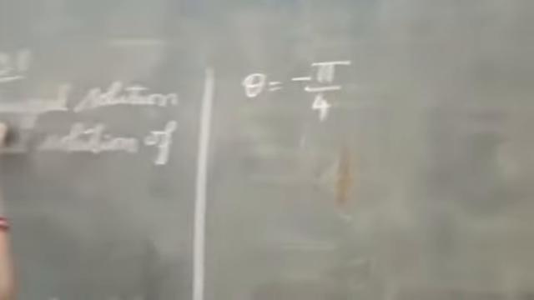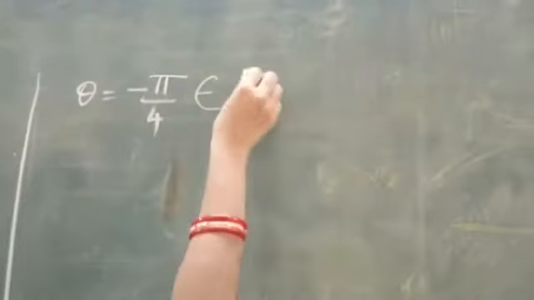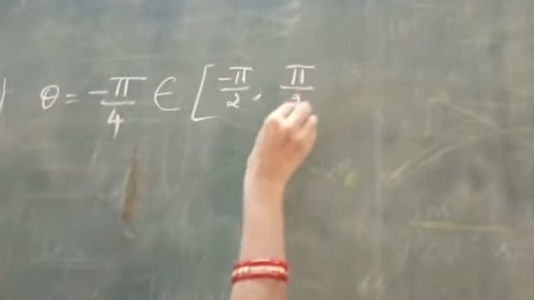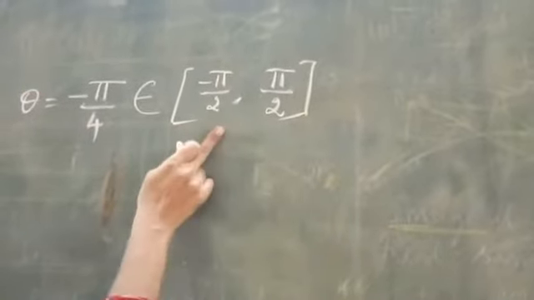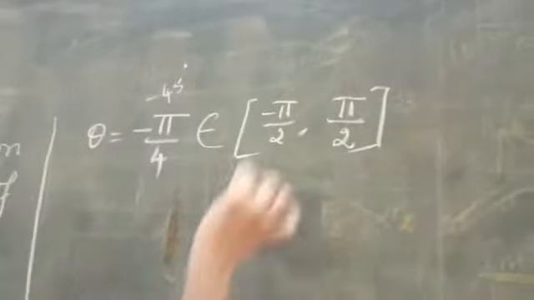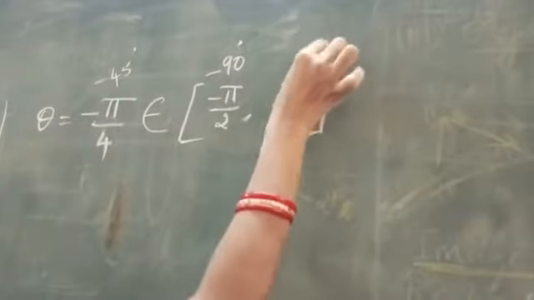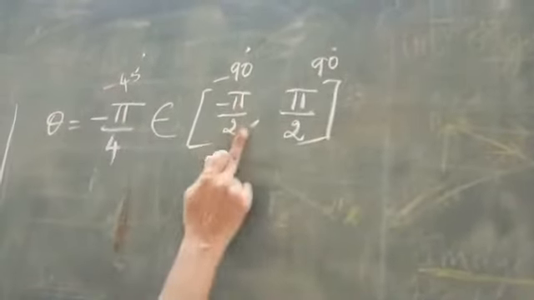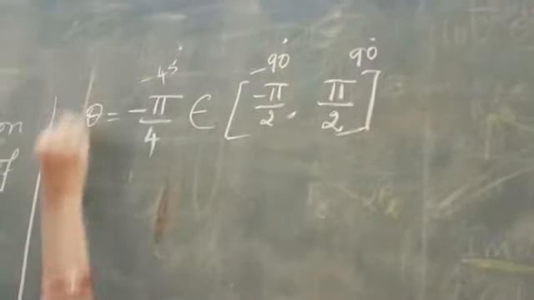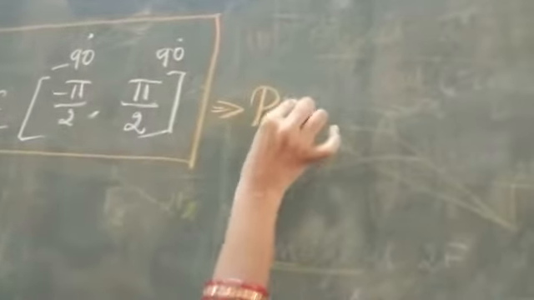We are going to find the principal solution. The principal solution must belong to the closed interval minus pi by 2, pi by 2. So for sin theta, this is the principal domain. So the value we found is minus 45 degree. Minus pi by 2 means it is minus 90 degree, and this is 90 degree. Minus 45 degree lies between the interval. So this is the principal solution of the given question.